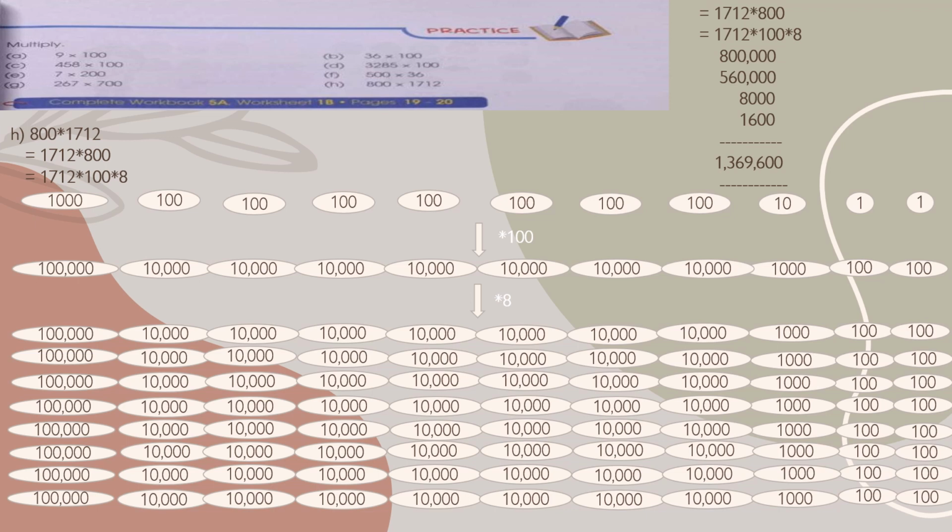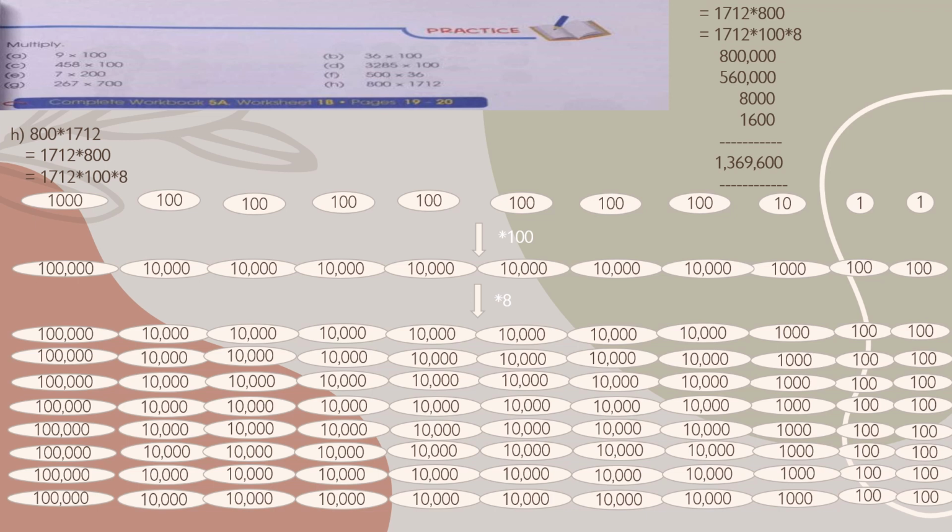In part H, we have 800 multiplied by 1712. First, we can write it as 1712 multiplied by 100 as well. And further breaking 800, we have 1712 multiplied by 100, and then the resultant is going to multiply by 8. For 1712, we have 2 ones, 1 10, 700 and 1000. After multiplication with 100, we will have 100,000, 10,000, 1,000 and 200.